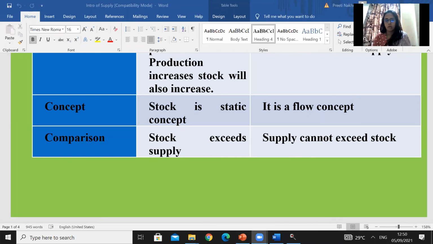So in this part, I have cleared your concept of what exactly is total output, what exactly is stock, what exactly is supply. And there are chances of a question on distinguishing between stock and supply. This is the basic concept of this chapter. I hope you have understood. Thank you.